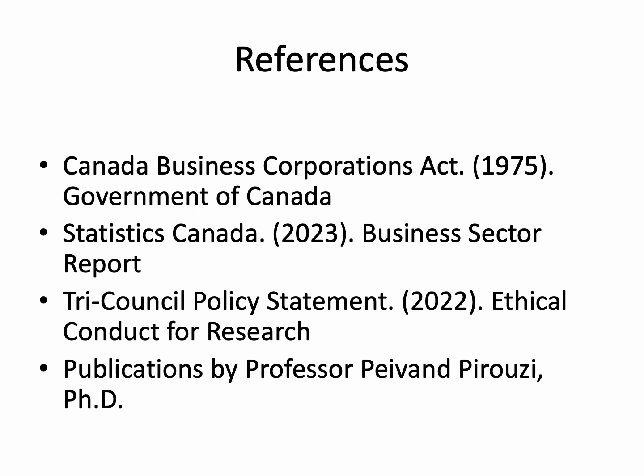Following our summary, this slide provides references for for-profit corporations in Canada. The Canada Business Corporations Act, 1975, outlines legal requirements for incorporation and governance. Statistics Canada's Business Sector Report, 2023, provides data on corporate contributions. The Tree Council Policy Statement, 2022, offers ethical guidelines for business research. Course notes by Piivand Pirouzi, Ph.D., provide practical insights for establishing corporations. These references support creating compliant, impactful businesses with integrity.